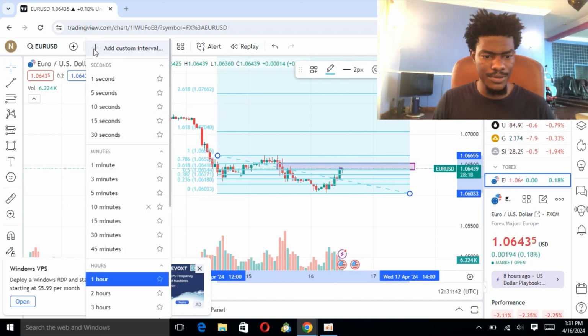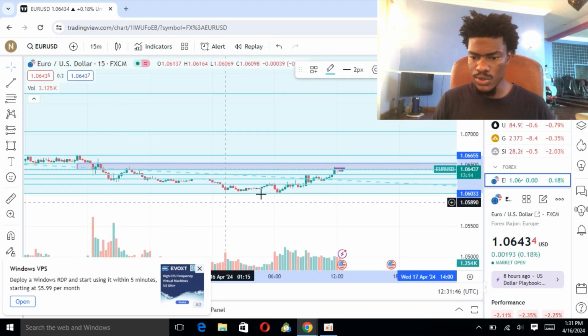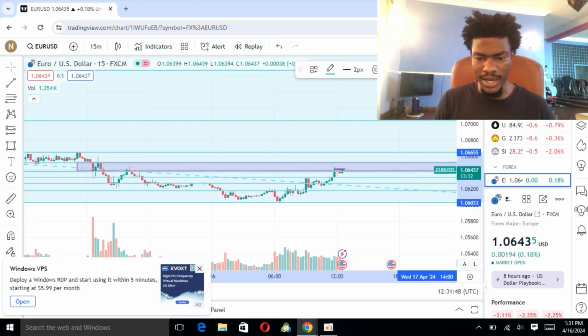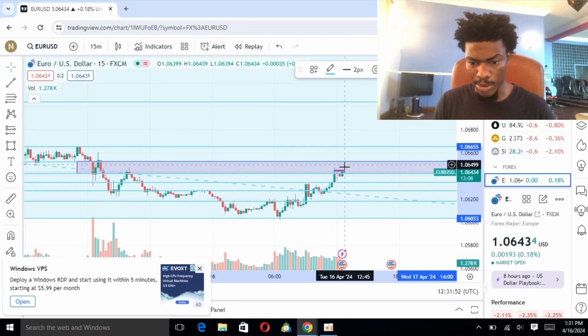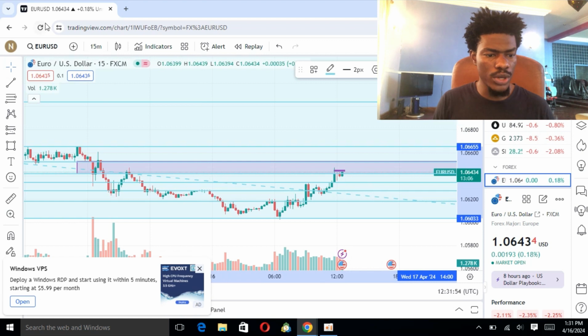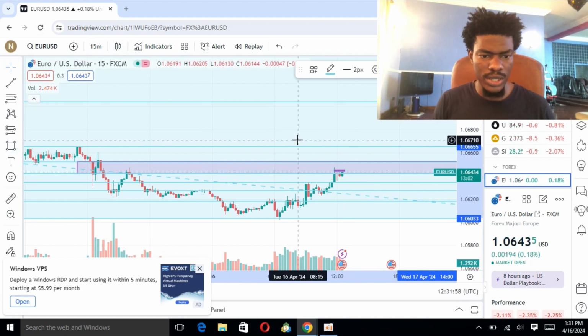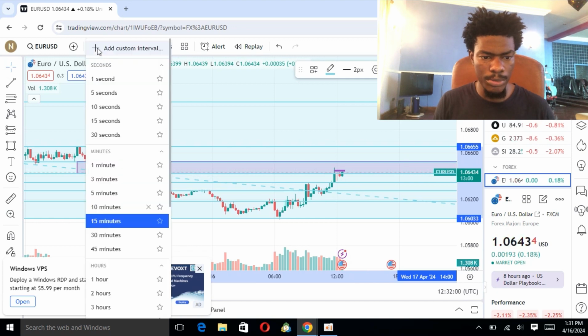Like, let's go to the 15 minutes. This is where we'll start looking for entries now. Market has entered inside our point of interest. You see, market has entered our point of interest, right? So now we're looking for other blocks. It's hard to spot another block in these 15 minutes because the market has not formed properly.